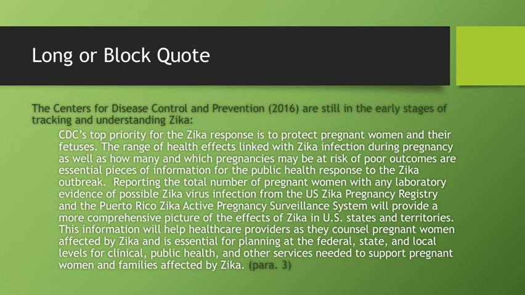So here's an example of a long quote or a block quote, and this is in APA style. So everything that is white, this humongous chunk here, which is big even for a long quote, is all word for word exactly the same from the source. And then at the beginning, we have a quote introduction that says, the Centers for Disease Control and Prevention, 2016, are still in the early stages of tracking and understanding Zika. And then you have the whole quote that's talking about that. And then the other half of the in-text citation showing what paragraph it came from.